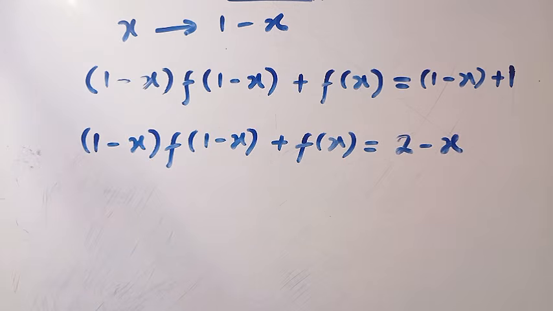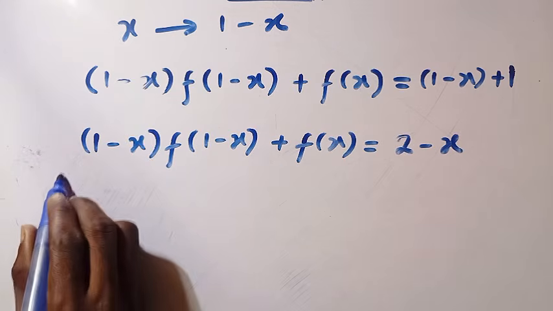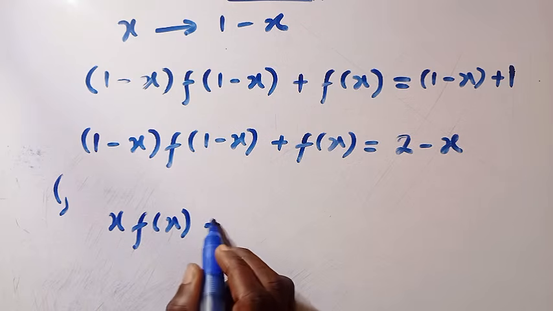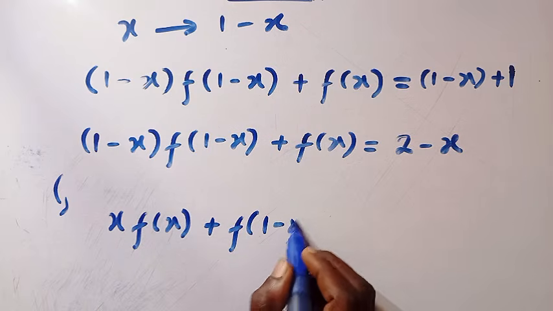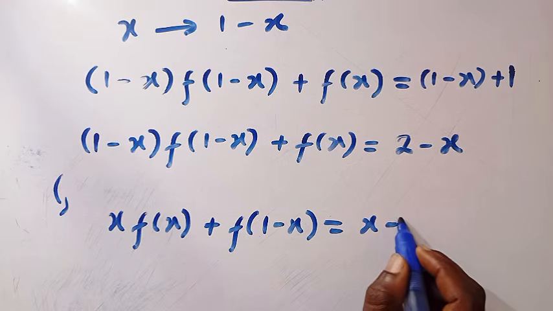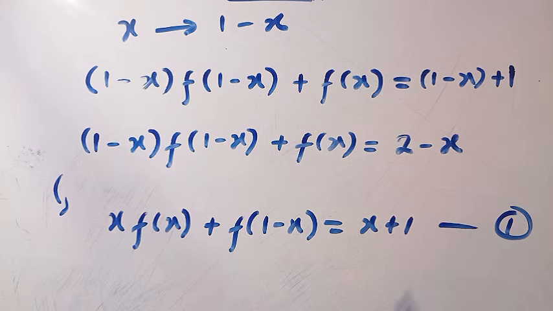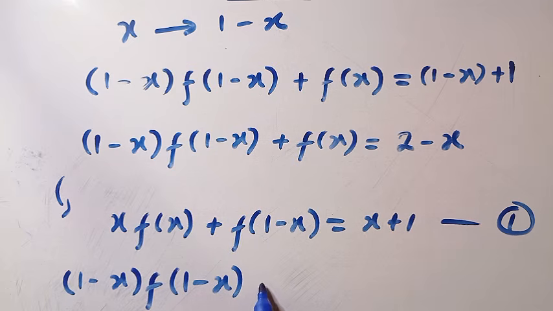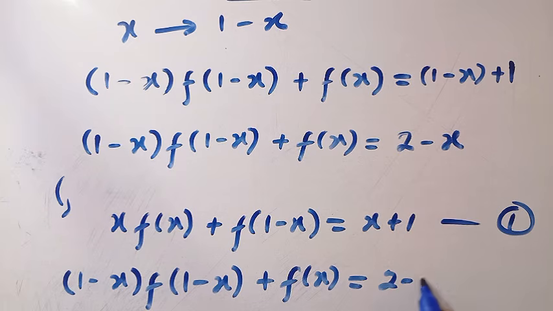The first equation is the original question, which is f of x plus f of 1 minus x equals x plus 1. Let's call this equation 1. And then we have 1 minus x multiplied by f of 1 minus x plus f of x equals 2 minus x. Let's call this one equation 2.